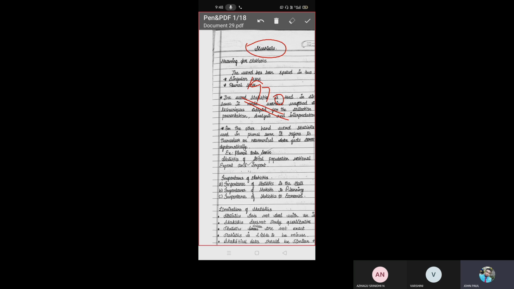According to the previous data we have, we are able to plan. Even there, statistics is helpful, and statistics is more important in economics. That's why both are interrelated. Now we are studying statistics for economics. Yes or no?